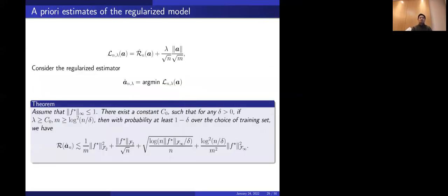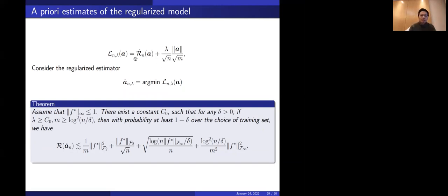Then given these two results, the approximation theory and the Rademacher complexity estimates, one can show the following. If we consider a regularized model, with this regularization, this is actually the typical regularization one should consider. The scaling here is a typical scaling that one should consider. If you look at compressed sensing or lasso, you will see similar kinds of scaling.